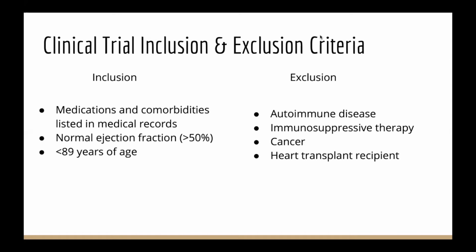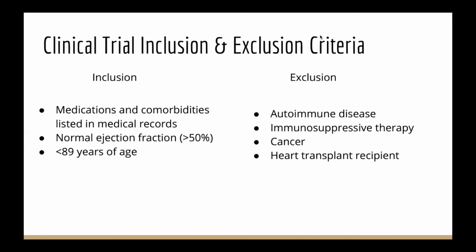A major role I had in the study was to direct the clinical trial recruitment process. We recruited patients from the Palo Alto VA. So I'm just going to briefly go over the various inclusion and exclusion criteria that were used for the recruitment of control patients. Inclusion criteria included things like having a normal ejection fraction, which is a measure of cardiac function, and being under the age of 90.